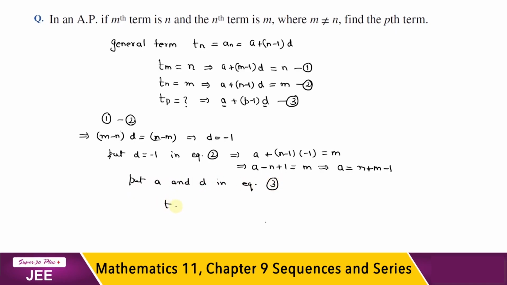So we get Tp equal to N plus M minus 1 plus P minus 1 multiplied by minus 1, because A is N plus M minus 1 and D is equal to minus 1. So this becomes N plus M minus 1 minus P plus 1. So these get cancelled off and we are left with M plus N minus P. So this is the pth term of the sequence.